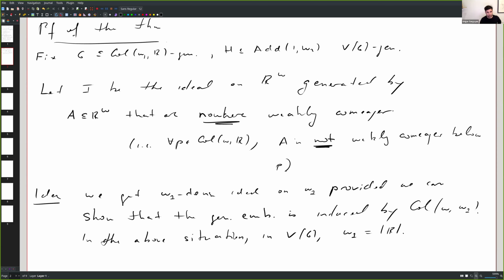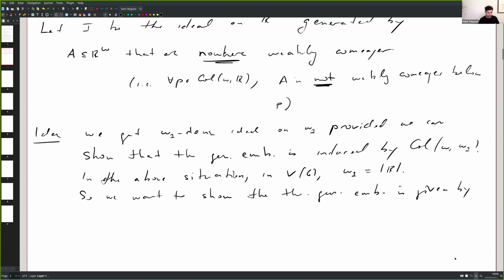So we want to show that the generic embedding is given by Col(omega, R). So we will be collapsing R. Right? Okay, so this is the idea.